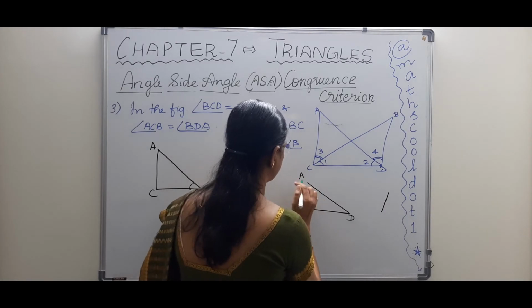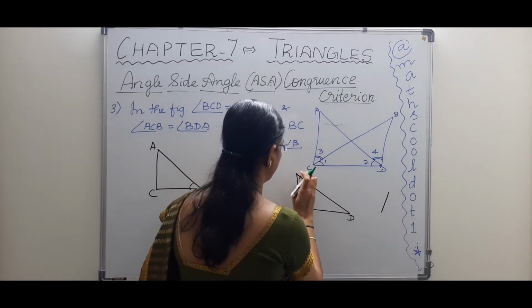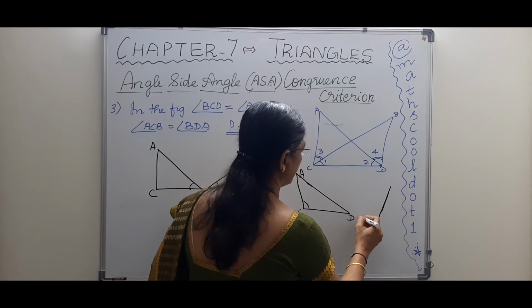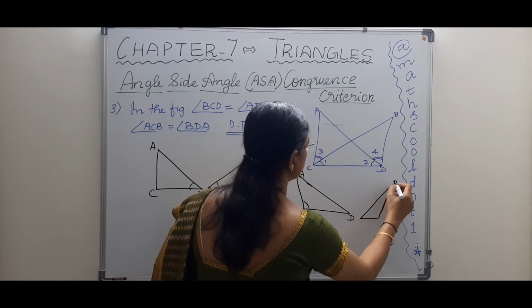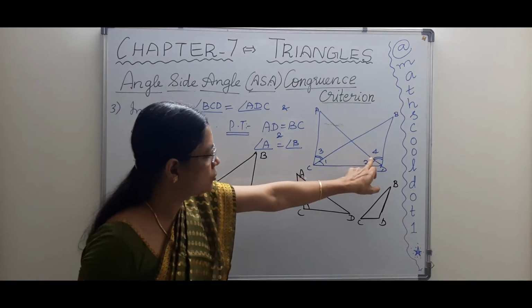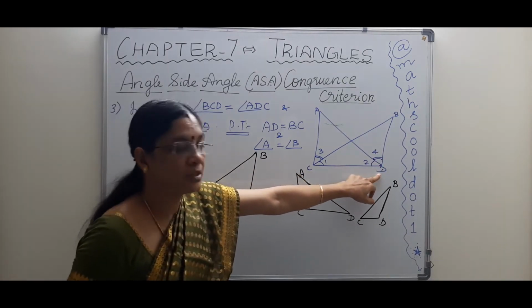I'll draw it like this. Okay, it's somewhat like this. It's not a right angle, for your understanding. And this is BCD, and together, B2 and 4 forms the angle D.